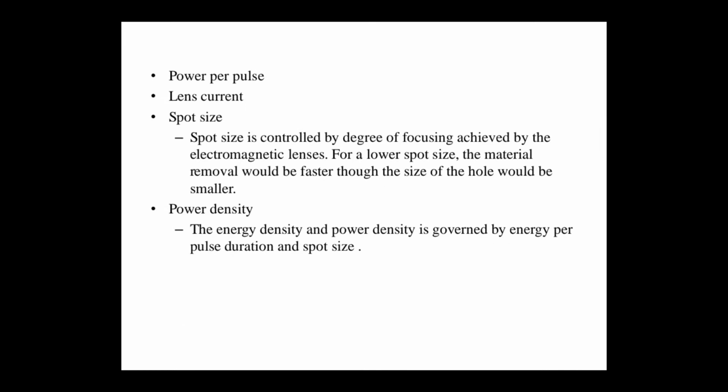Again, power per pulse, lens current, spot size. Now this spot size is controlled by the degree of focusing achieved by the electromagnetic lenses. For a lower spot size, the material removal would be faster, though the size of the holes would be smaller. The next process parameter is the power density. The energy density and power density are governed by the energy per pulse, pulse duration and spot size.